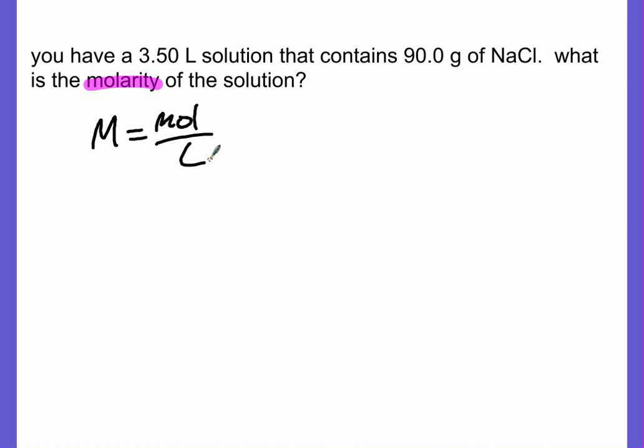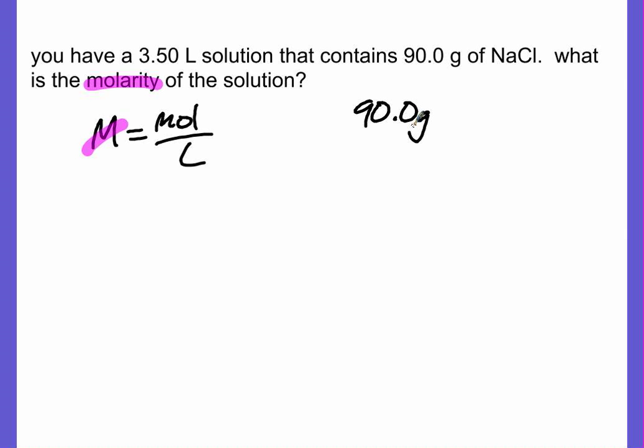And in order to find the molarity, I better figure out how many moles there are so I can divide by my liters of solution. So I have this value over here of 90 grams, but that's not actually useful right now. I need that to be a mole value. So again, I need to find a molar mass.